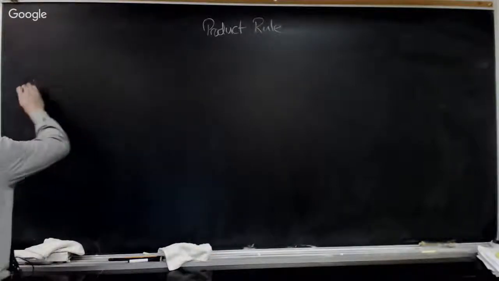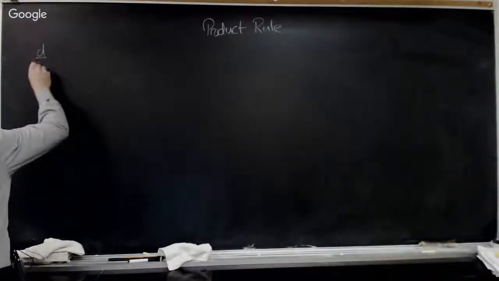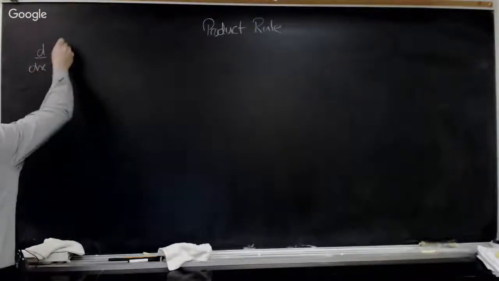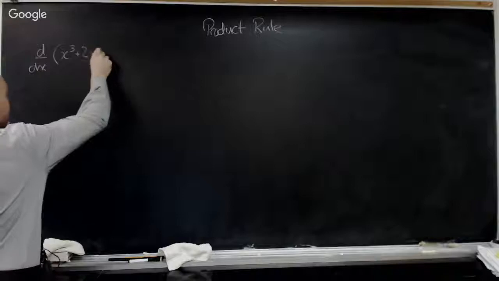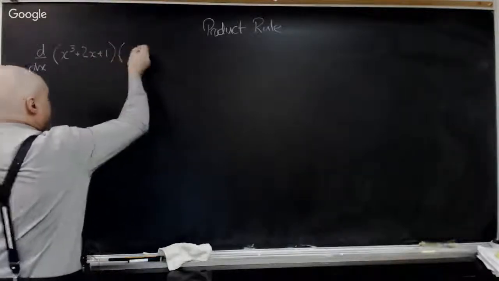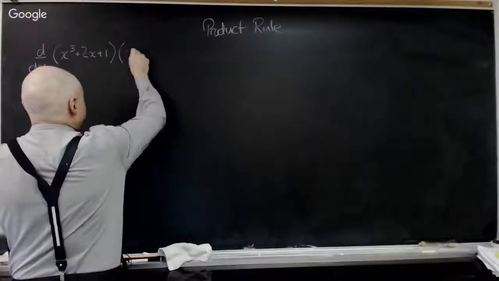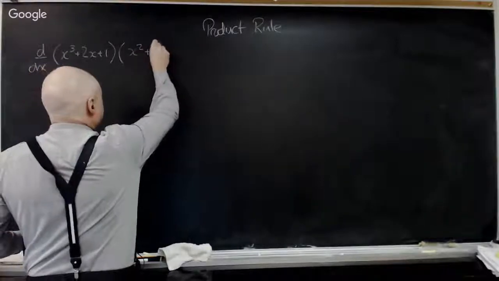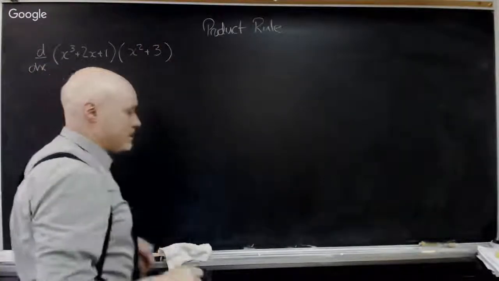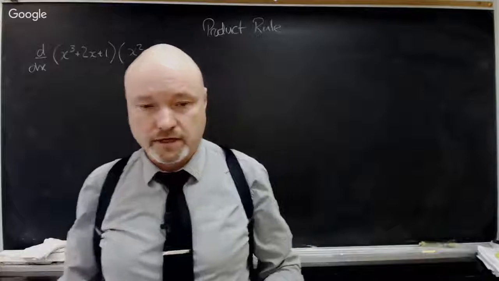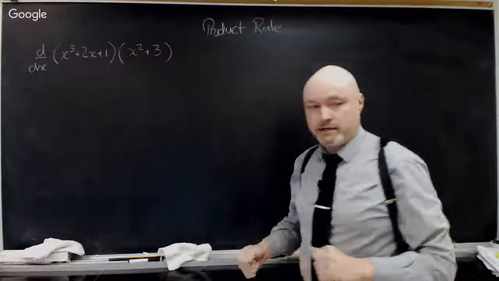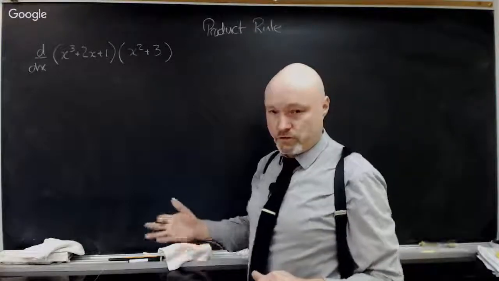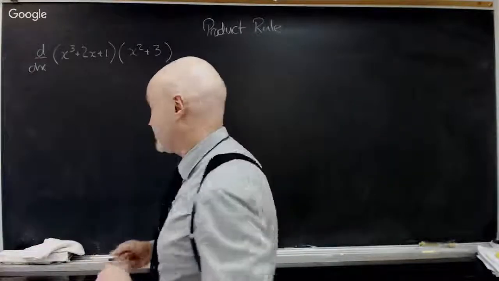Okay, so let's find the derivative with respect to x of x cubed plus 2x plus 1 times x squared plus 3. Okay, I know what you're thinking. You're thinking, I could just expand these and take the derivative, and that would be a lot easier. But we've grown up now. We're going to use the product rule.